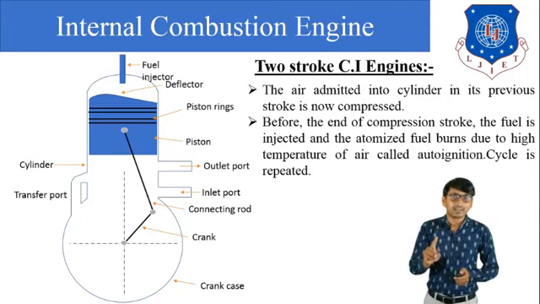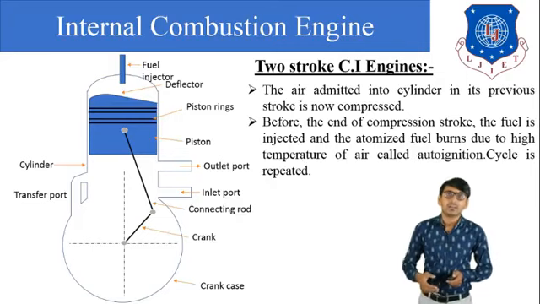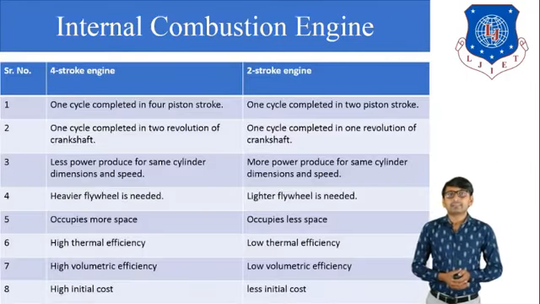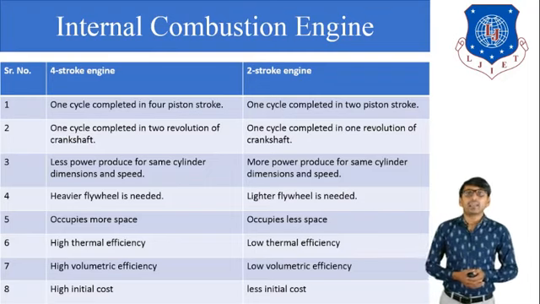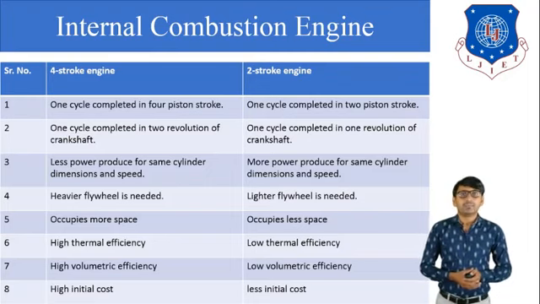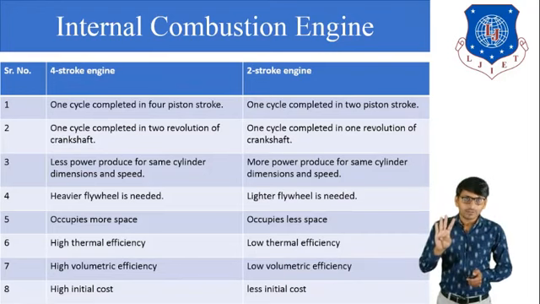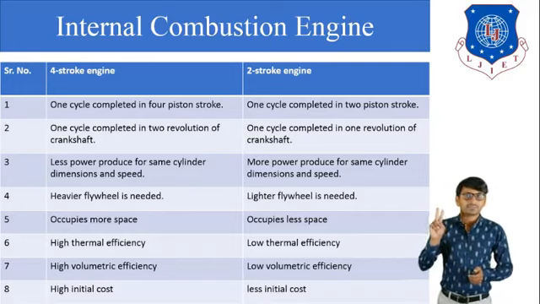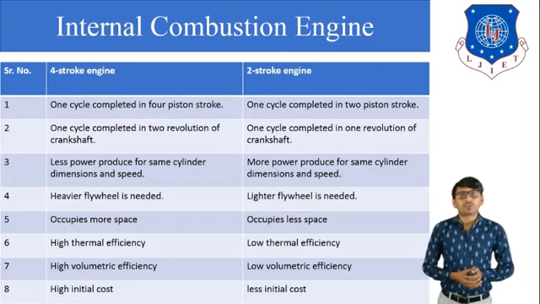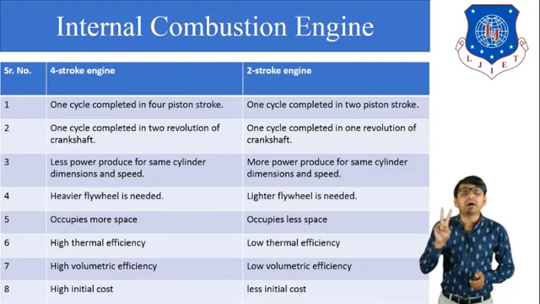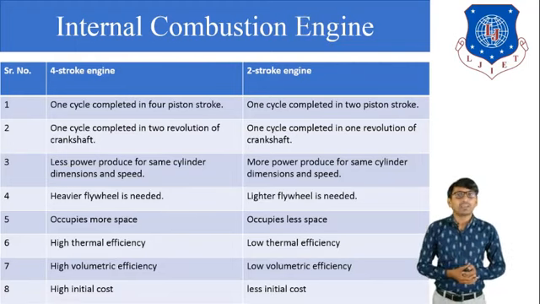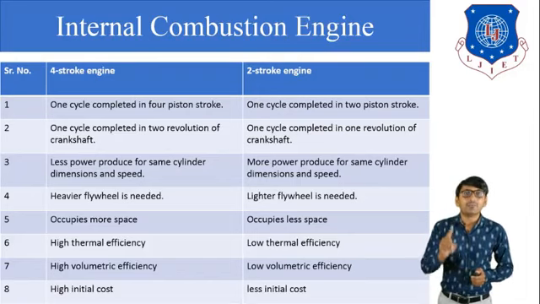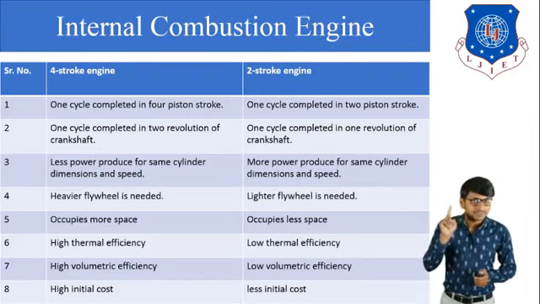In a two-stroke engine, one cycle is completed in two strokes. Now we discuss the comparison between four-stroke and two-stroke engines. So first comparison, in a four-stroke engine, one cycle is completed in four strokes. In a two-stroke engine, one cycle is completed in two strokes. Second comparison, in a four-stroke engine, one cycle is completed in two revolutions of the crankshaft, and in a two-stroke engine, one cycle is completed in one revolution of the crankshaft.